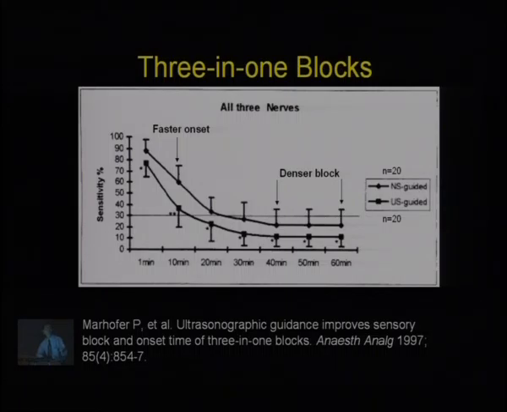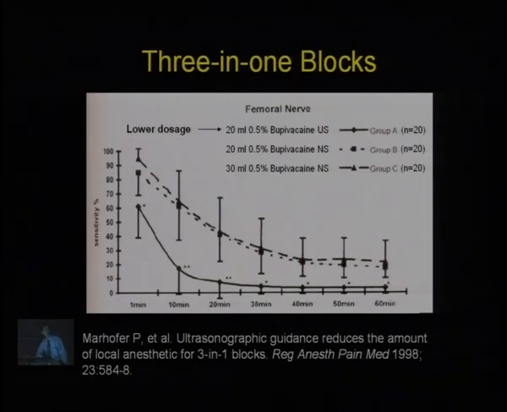And then at the end of the assessment period, they found that the ultrasound-guided 3-in-1 blocks are actually denser compared to the nerve stimulator-guided, with around 10% residual sensation versus 20% residual sensation. A similar group of investigators also looked at different dosages, and they found using ultrasound-guided 3-in-1 nerve block, the dosage required actually can be reduced to 20 mL of 0.5% bupivacaine as compared to 30 mL of 0.5% bupivacaine under nerve stimulation, producing an advantage using the ultrasound-guided regional anesthesia.